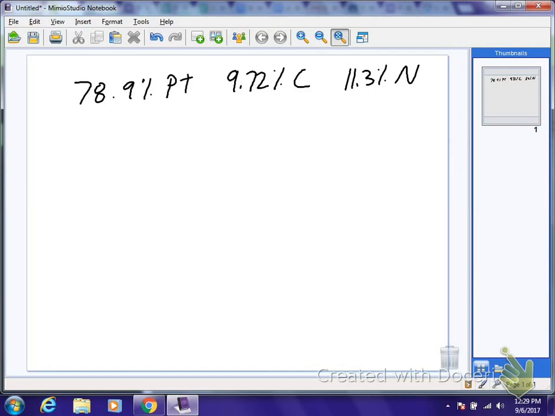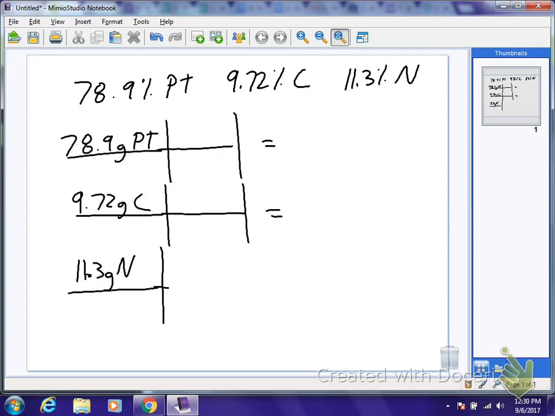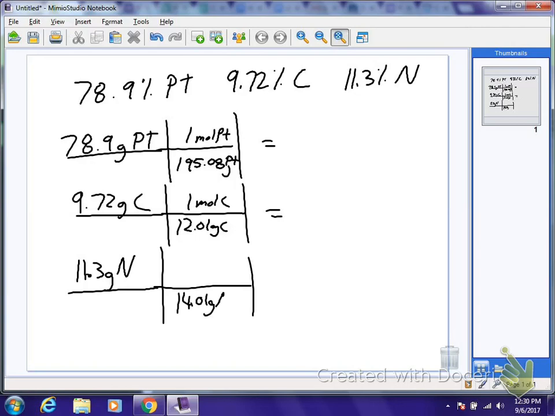So then, anytime you want to find a formula and their mole ratio, you got to convert all of them to moles. So the first one we would take, make it grams of platinum. We can do that one. We can take the 9.72 grams of carbon, and then we can do 11.3 grams of nitrogen. So platinum, you go through, figure its moles, like we did yesterday. Grams of carbon, figure its moles. Grams of nitrogen, so you just go through and plug those in, 195.08 grams of platinum is 1 mole. Carbon's 12.01 grams, carbon, 1 mole. And then 14.01 grams of nitrogen, 1 mole.